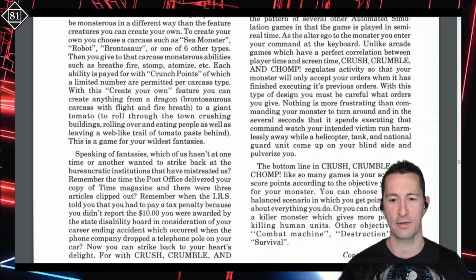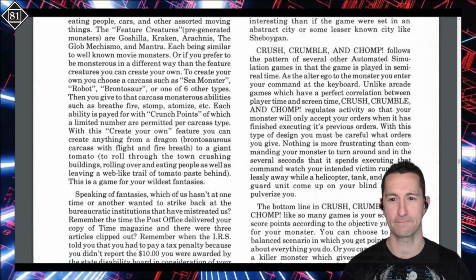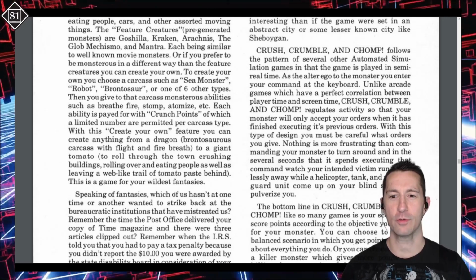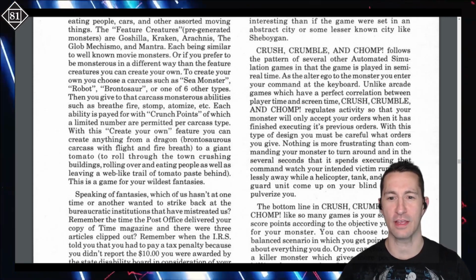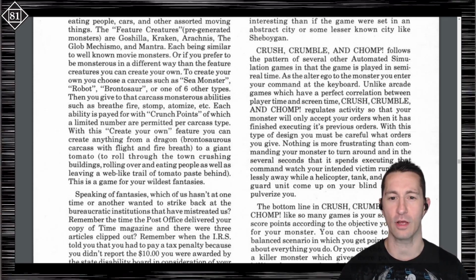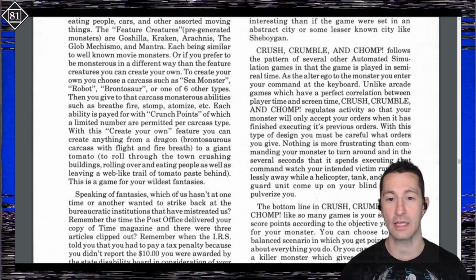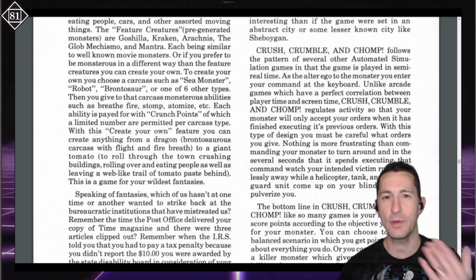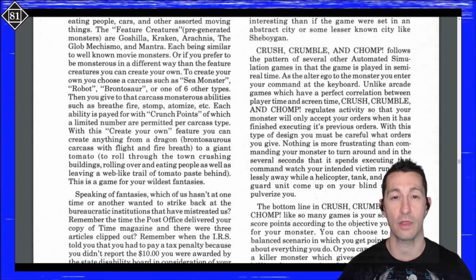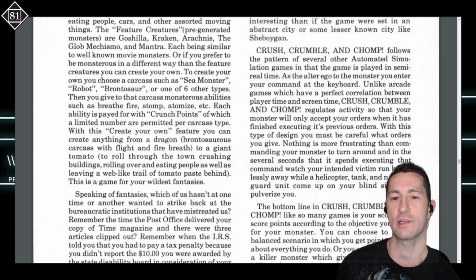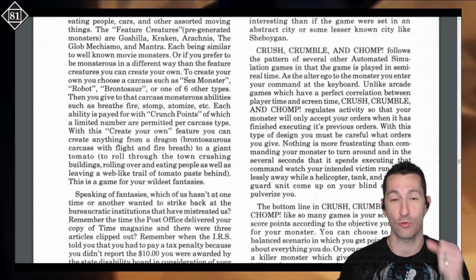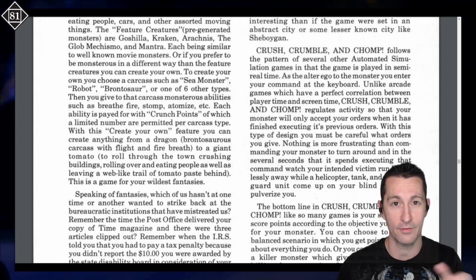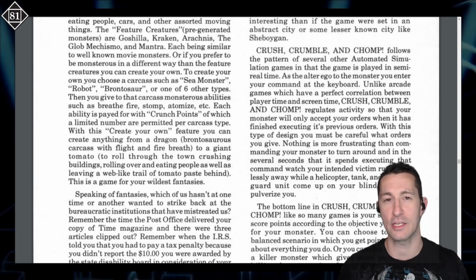So here we go. In Crush, Crumble, and Chomp, the monster, you can enter your command at the keyboard, unlike arcade games, you have a perfect correlation between player and screen time. But here you have to be careful what orders you give, because sometimes you can slowly turn the monster around. And when we checked out Crush, Crumble, and Chomp, it was the very first one on the Apple II, and there's other home computers that we will see that have the manuals of the commands. But it is not where you think you're going to control the monster moving around. No, you just say turn left, turn right. And you tell it what commands you want to say.